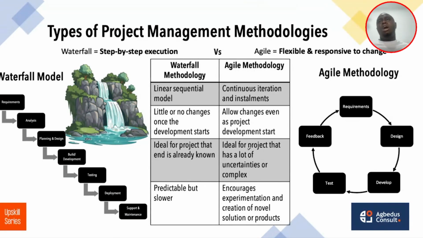And that is why agile is mostly used for projects that are very highly uncertain or very complex. Okay. And also used for experimentation. So those in the labs, those doing research can use agile. Okay. So these are the two main types, which is waterfall and agile.